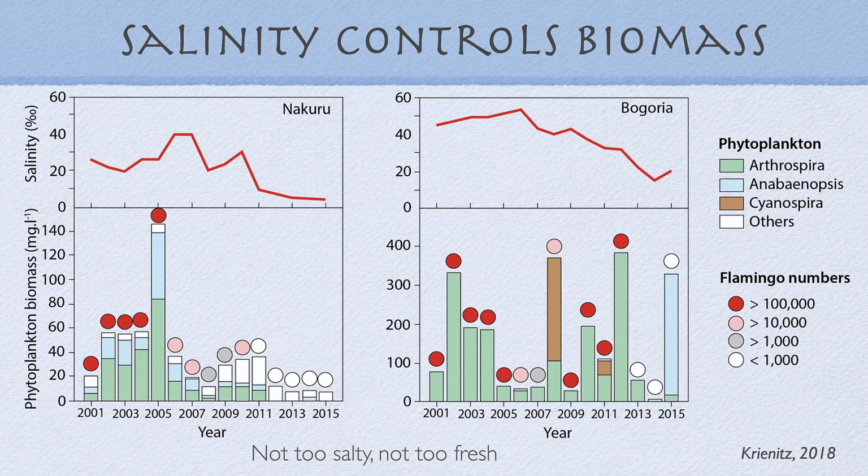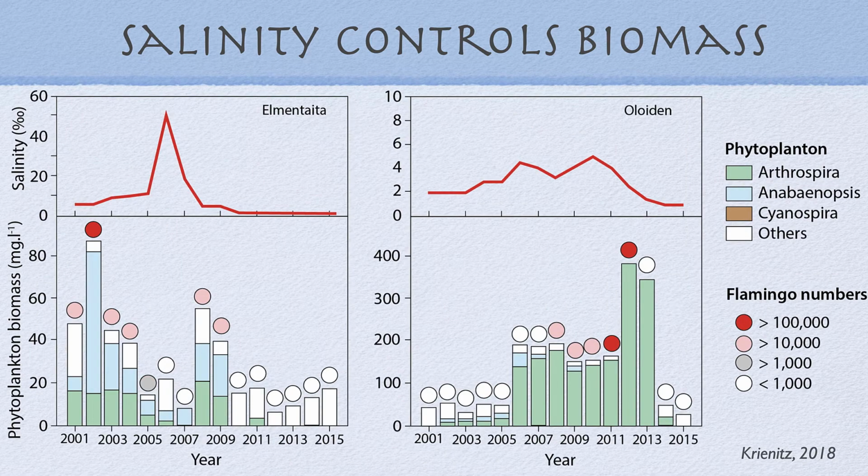And so Arthrospira proportions are low, and because their food source is low, the number of flamingos is also low. Here's Lake Elementeita, once again showing you the same thing, and Lake Oloidien showing the same thing, where we are seeing decreasing Arthrospira numbers post 2013 because of freshening of those lakes. It can go the other way, as we saw back in 1997 in Lake Nakuru, when the waters became too saline and the proportion of Arthrospira in the food source phytoplankton population decreased.